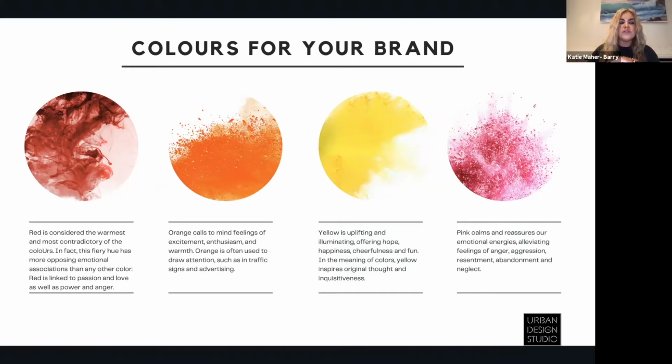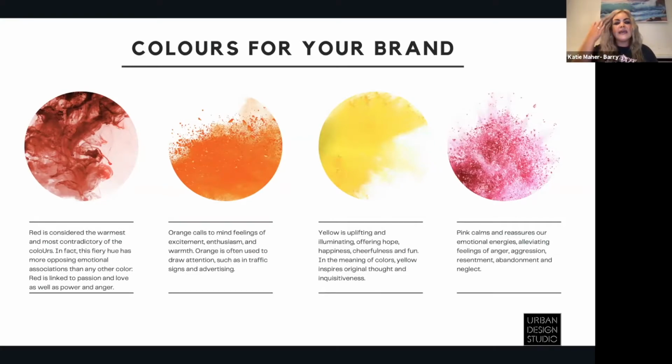You can use too much of the right color and it will start to have a negative effect, and it'll be the same with darker color. Too much of anything will have a negative effect. So red would be considered the warmest and the most contradictory of colors. In fact, this is a fiery hue and has opposing emotional associations with any other color. Red is linked to passion and love, as well as power and rage.